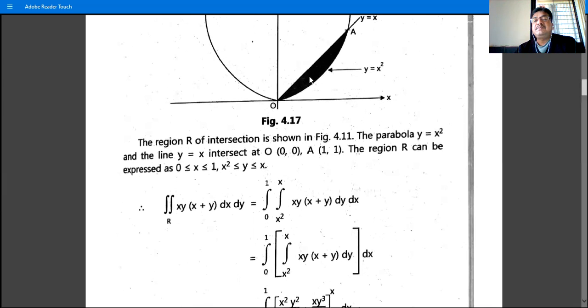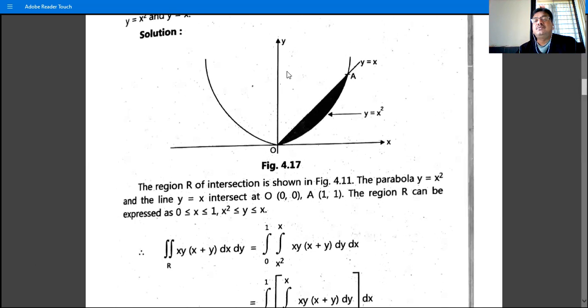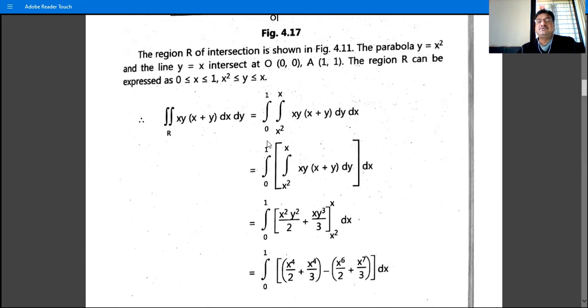The strip is parallel to the x-axis like this. And in order to cover this area, we have to move the strip from this point to this point. What is that point? It is the perpendicular from this point to the y-axis, which cuts the y-axis at the point 0, 1. That is, y runs from 0 to 1. Okay, y runs from 0 to 1.